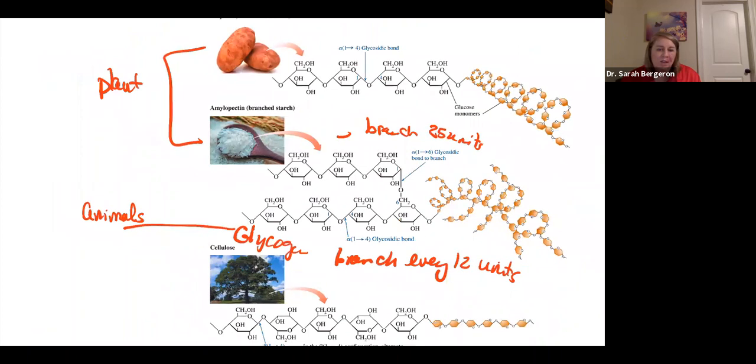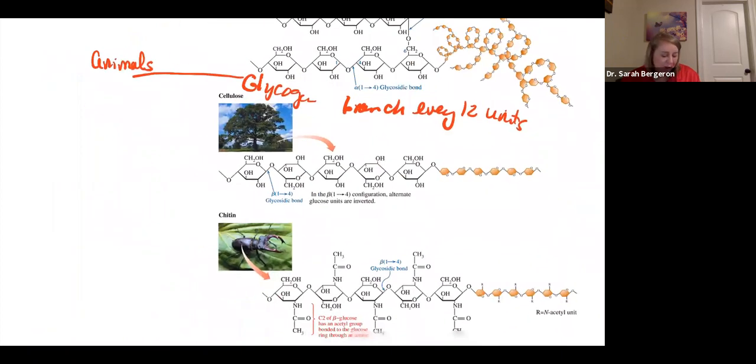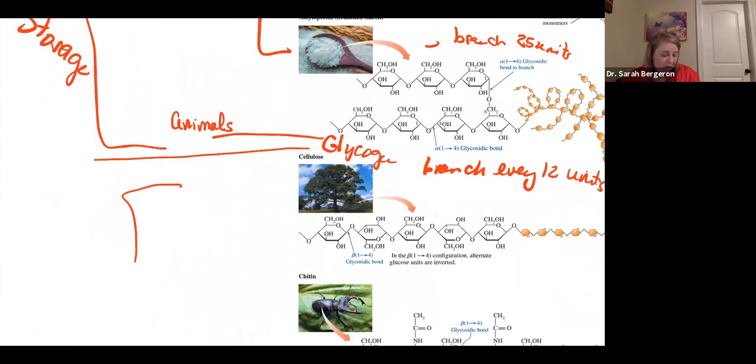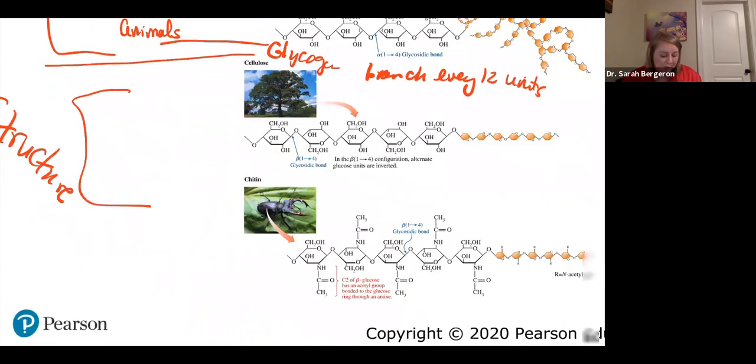All right, and then that's storage, right? So all of these up here, these 3 up here, these are storage for energy use. These two are structure. So structurally, we talk about cellulose and we talk about chitin, okay? So you need to know the difference between those.